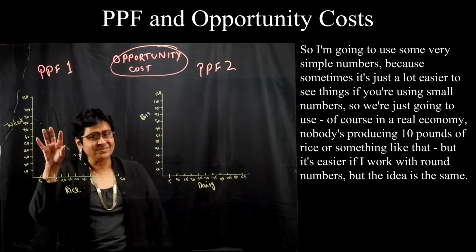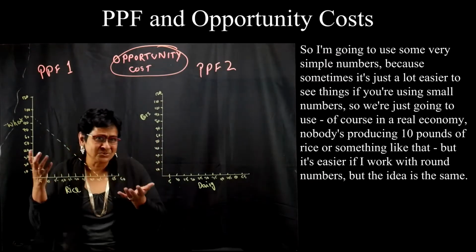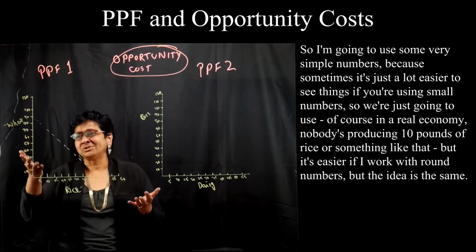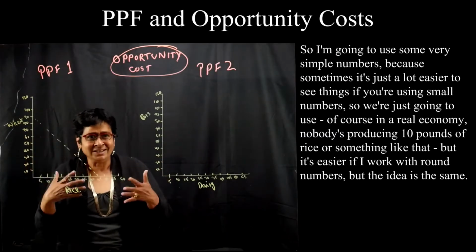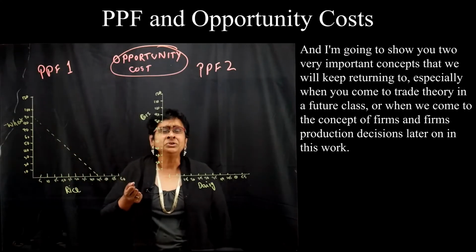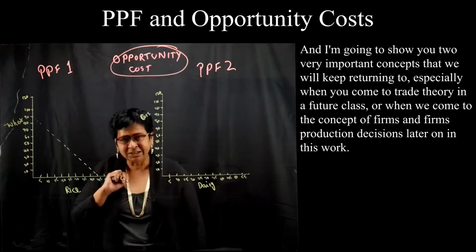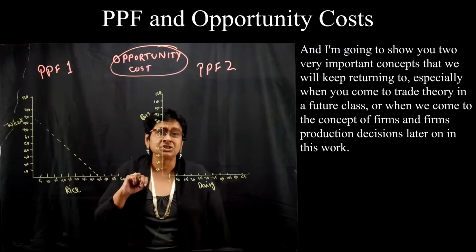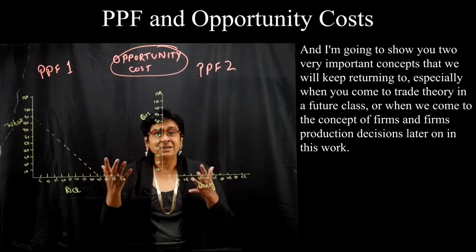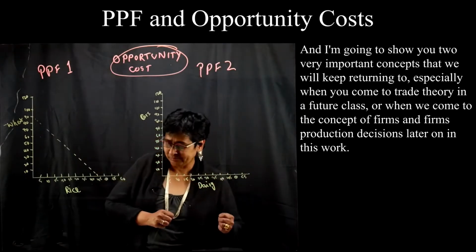So I'm going to use some very simple numbers, because sometimes it's just a lot easier to see things if you're using small numbers. Of course, in a real economy, nobody's producing 10 pounds of rice or something like that, but it's easier if I work with round numbers, but the idea is the same. And I'm going to show you two very important concepts that we will keep returning to, especially when you come to trade theory in a future class, or when we come to the concept of firms and firms' production decisions later on in this quarter.